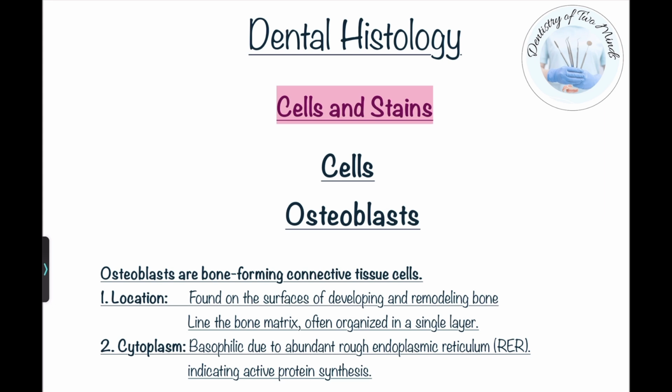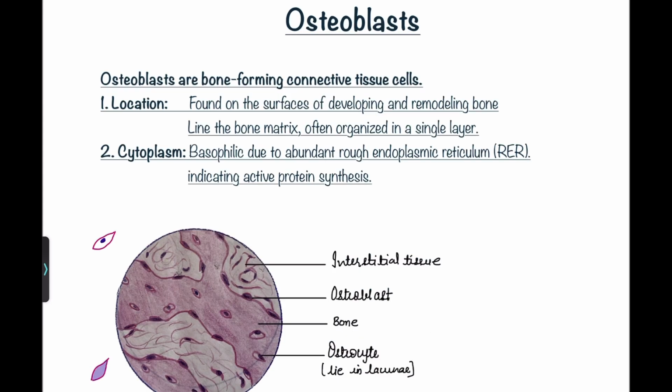Before we begin with the depth of chapters in dental histology, let's cover the basics of cellular histology and stains. In today's video, we will focus on cells, their structure, location, and specialized functions. Let's begin with the osteoblast, the bone forming cells that play a vital role in both skeletal and dental health.